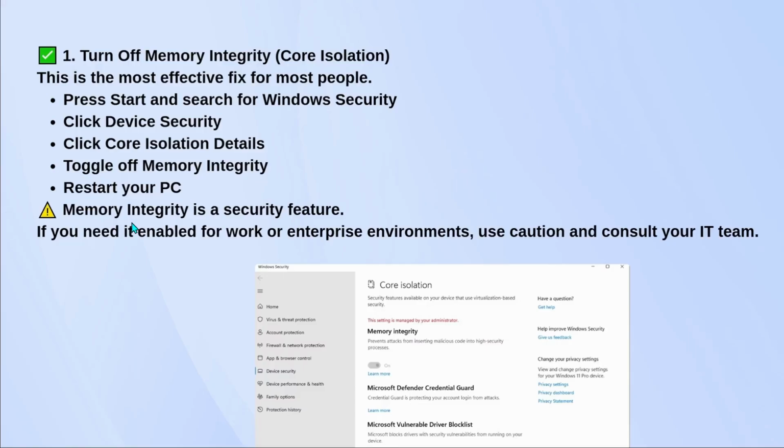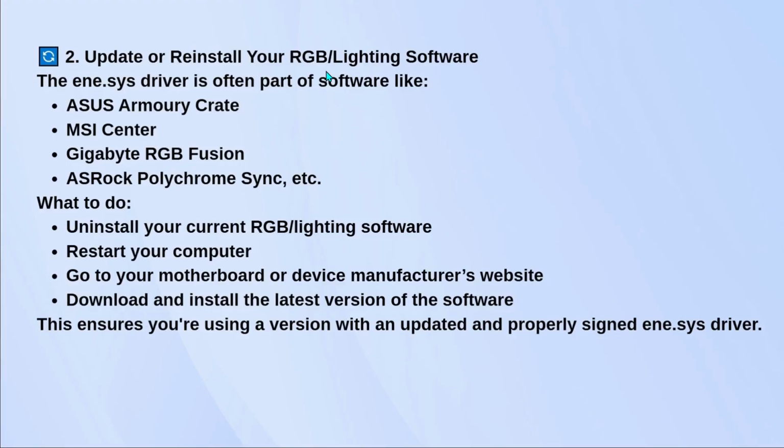Next, you should update or reinstall any RGB or lighting software on your PC. The ene sys driver usually comes bundled with apps like Asus Armoury Crate, MSI Center, Gigabyte RGB Fusion, or ASRock Polychrome Sync. To fix potential conflicts, uninstall any lighting software you currently have installed. Once that's done, restart your PC.